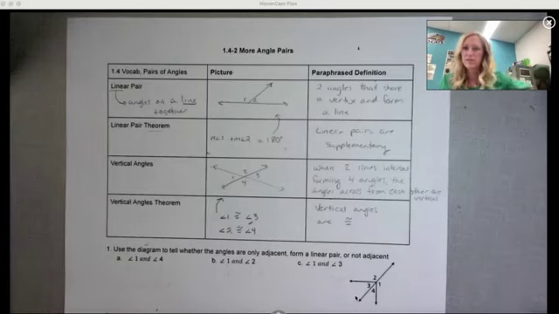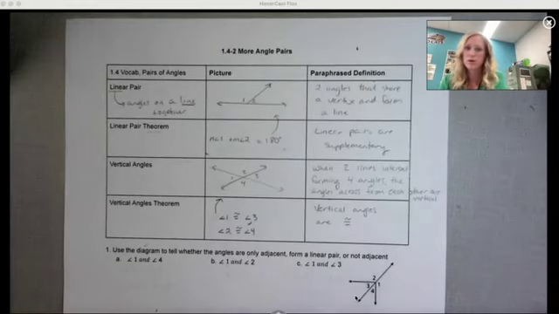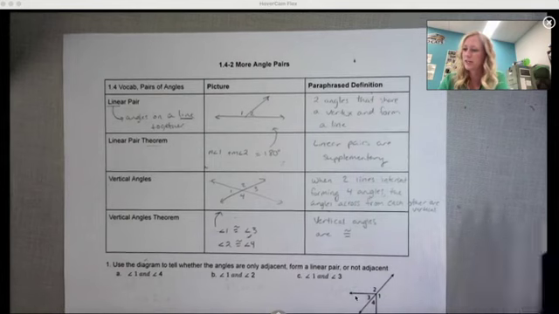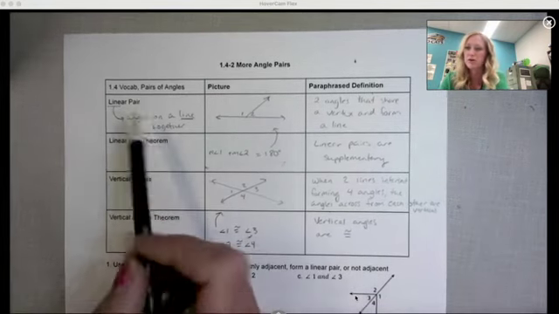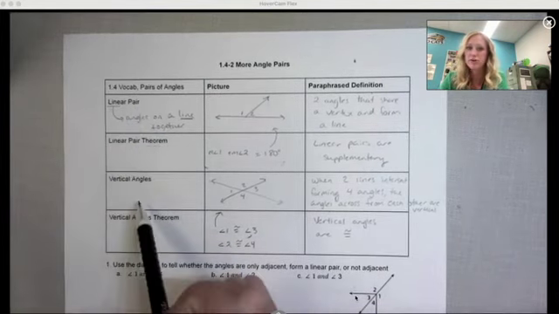Hi guys, this is the video for 1.4 day 2. We're going to be talking about a few different angle pairs here today. So the two big ones we're going to talk about are something called a linear pair and vertical angles.